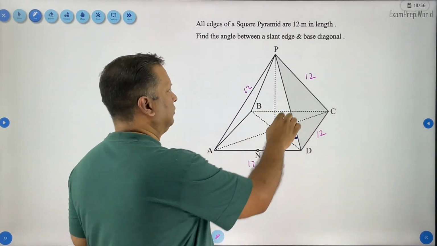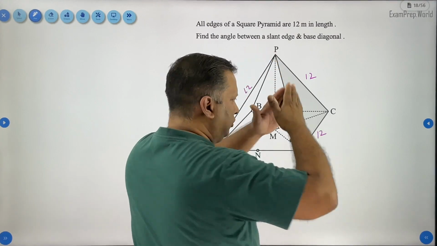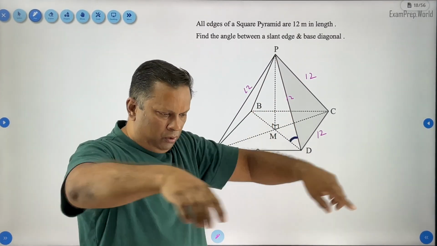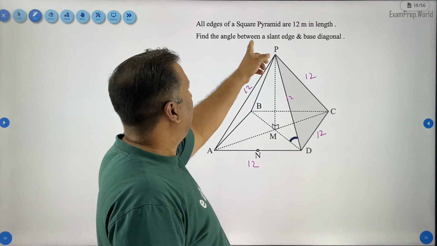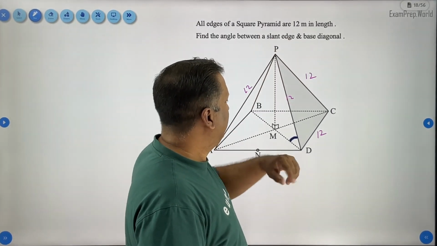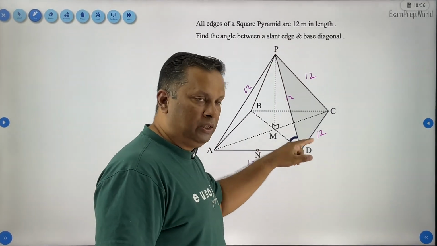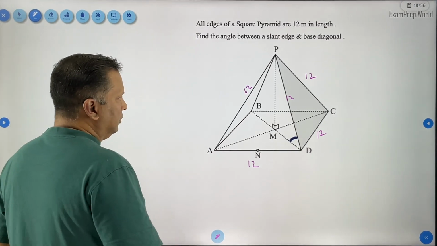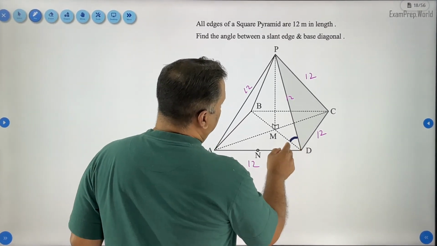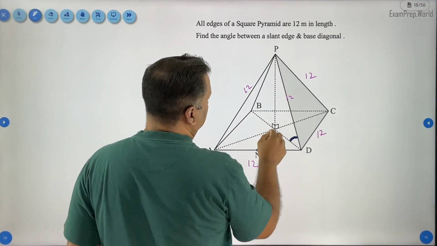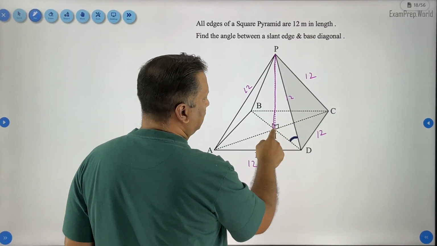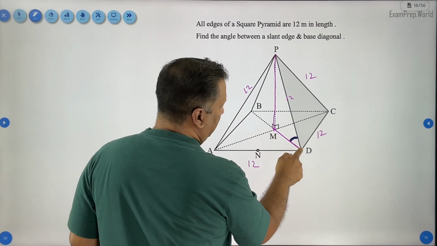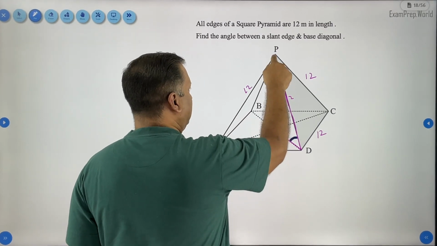Even this one is 12. So 4 vertical edges and 4 ground edges, all are 12. Now we have to find the slant angle with the base. So this is the slant angle. I already marked it in the question. To know this angle, I need to know this height, and I will use this right angle triangle.